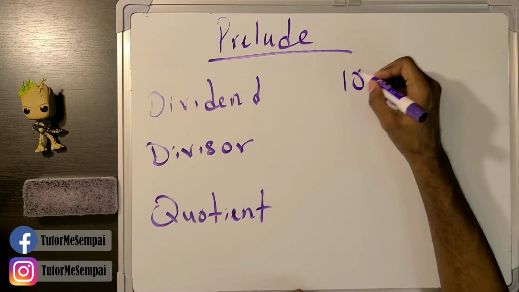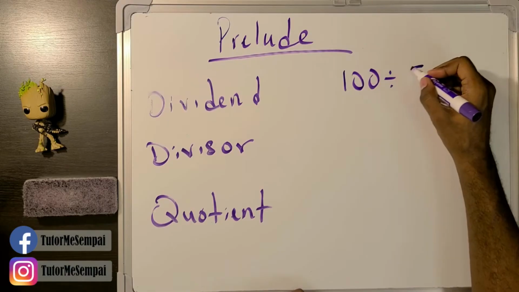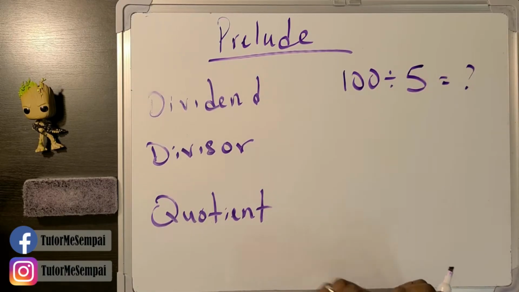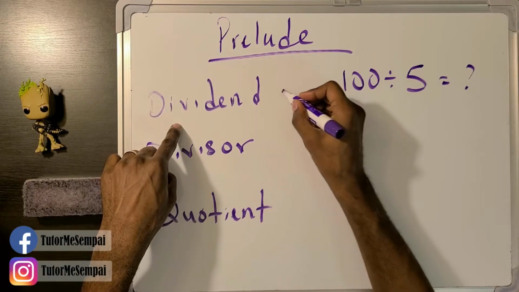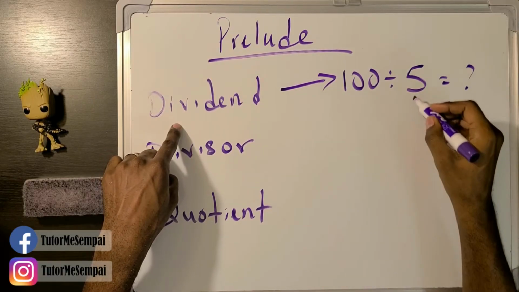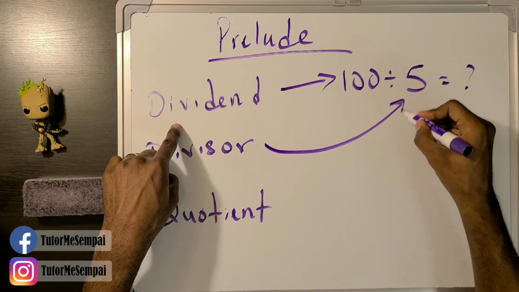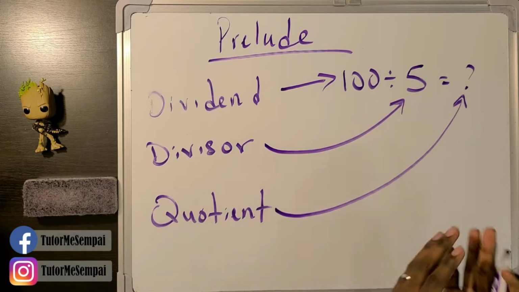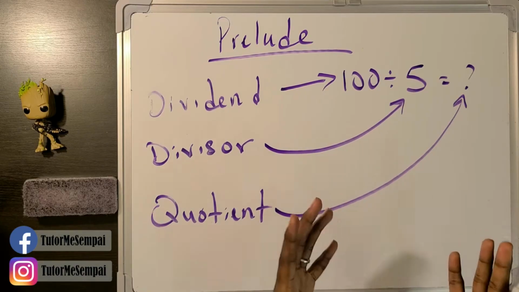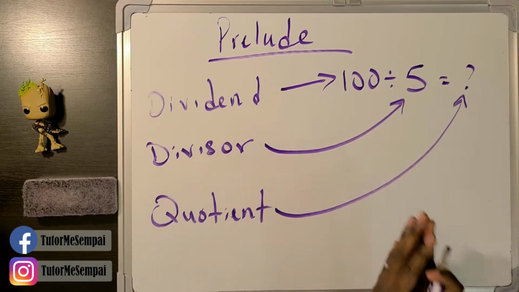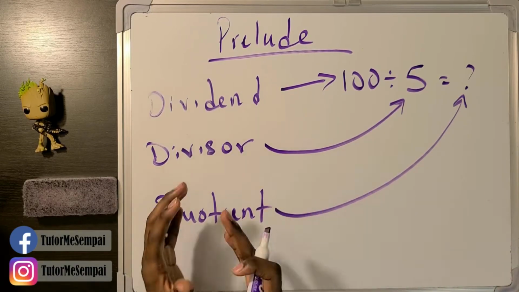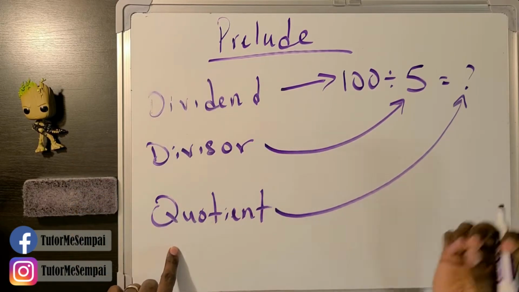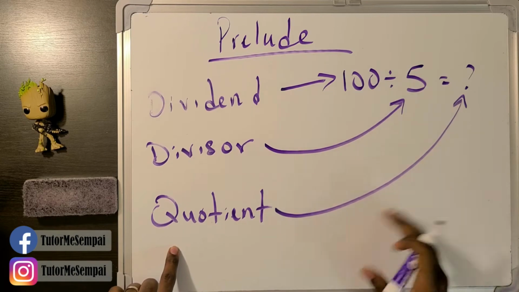So let's say you have the question 100 divided by 5, and they're saying, what does that equal? Well, your dividend is going to be your 100. Your divisor is going to be your 5, and your quotient is going to be whatever that answer was. Now, this is going to be true for any type of division you're going to be doing. It doesn't matter if you're using the area model or not, you're going to have a dividend, a divisor, and a quotient. You may even have a remainder, but we're not going to be talking about remainders here.